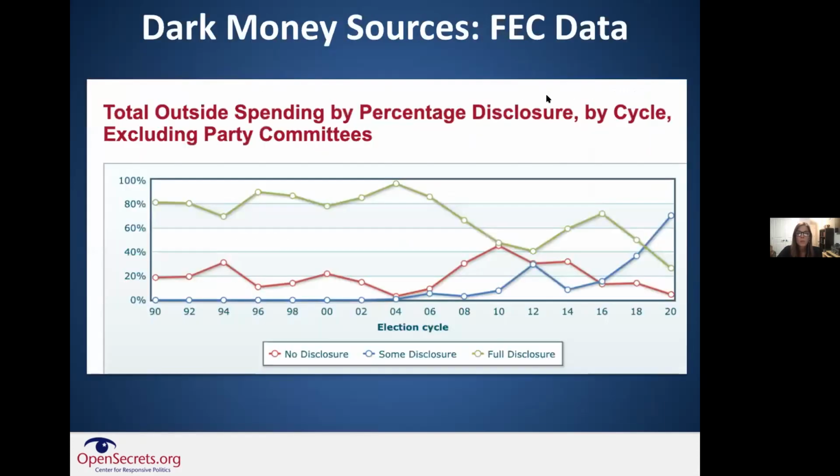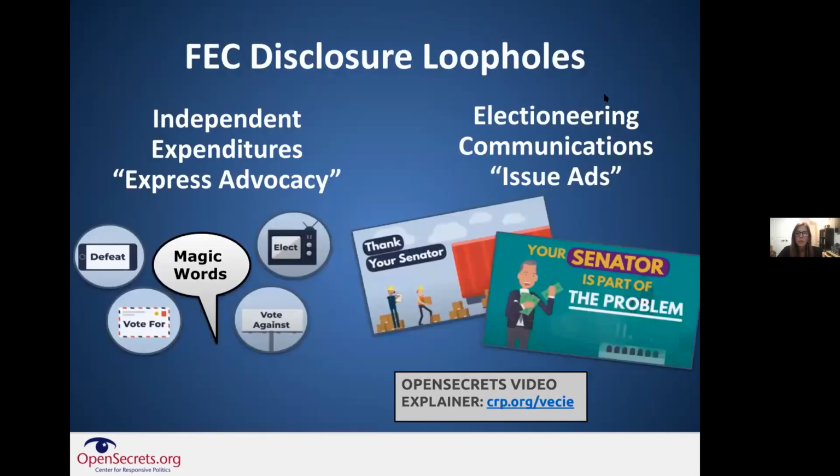But if you spend before that, and if you mention a candidate but don't say vote for this candidate, defeat this candidate, you're not legally required to disclose that. So you have independent expenditures, express advocacy, which is legally required to be disclosed to the FEC at all times. So that would be where you say vote for candidate. And then you have electioneering communications or issue ads, where you may boost a candidate, talk about how great they are or how terrible they are in a lot of cases.